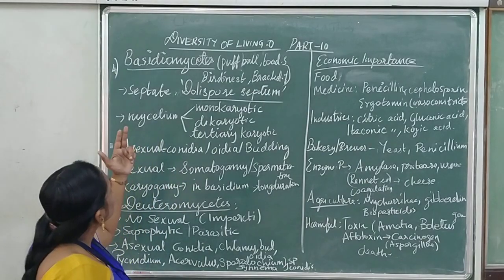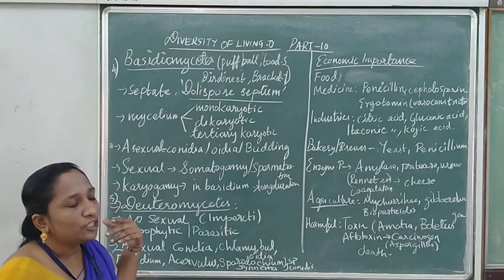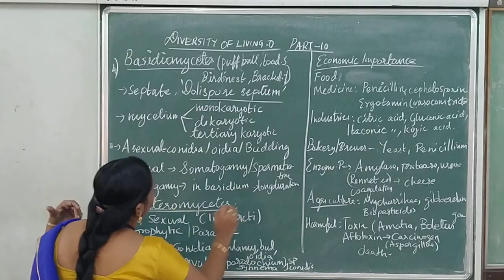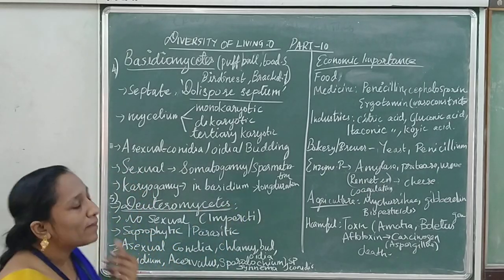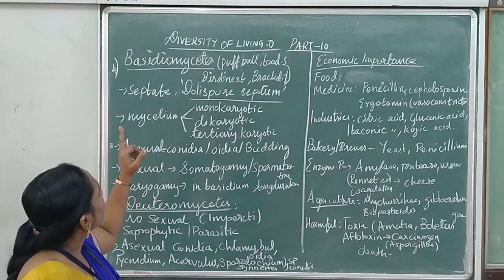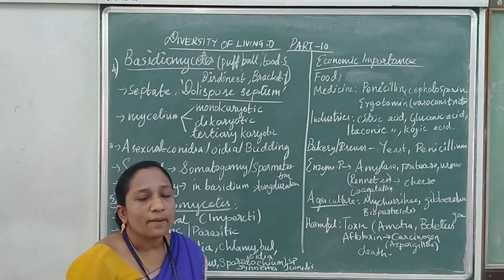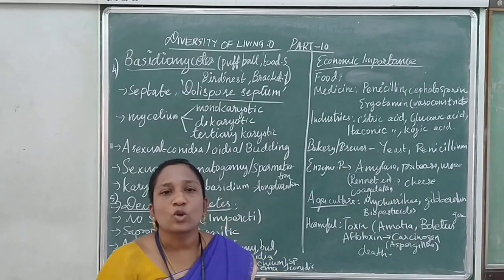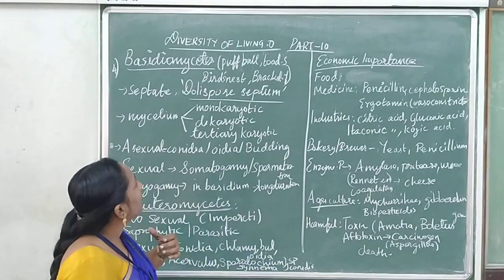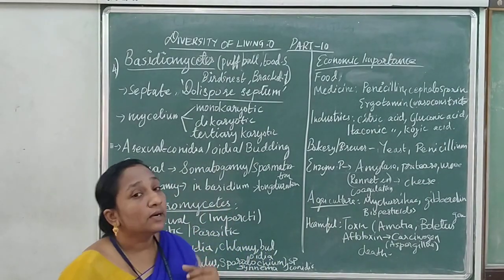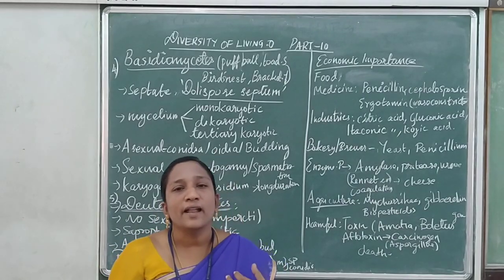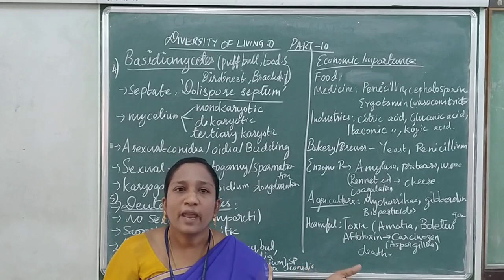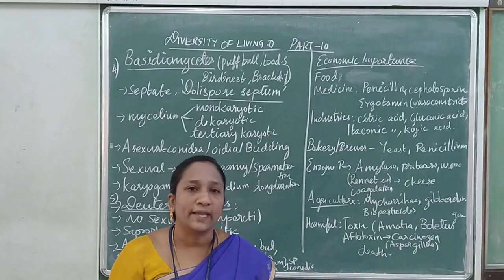One is called Basidiomycetes and another one is called Deuteromycetes. Okay, so what are these? Basidiomycetes. This type of fungi is called by different names: puffball, toadstool, bird's nest, bracket, and even stinkhorn. A lot of different names are there because of their appearance.